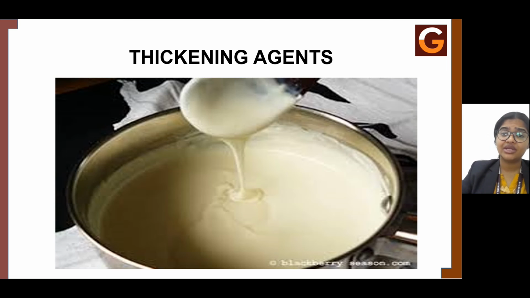Thickening agents are classified into many categories. For example, if you're making a shorba, that is a tomato soup in Indian cuisines, we add a thickening agent like besan flour. Similarly, when we're making a cream of mushroom soup or cream of tomato soup, we add a thickening agent like a roux or sometimes we add the slurry. So we will understand what these are.